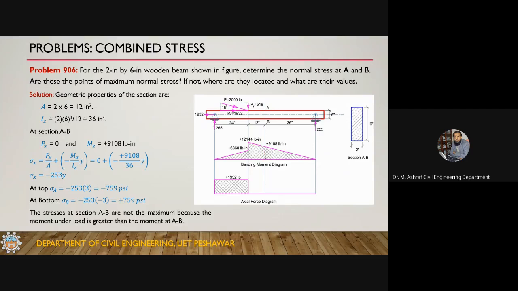Since at section AB the bending moment is required, the stresses are required, so the bending moment should also be calculated. One way is 253 into 36, or from the triangle proportionality. What is triangle proportionality?